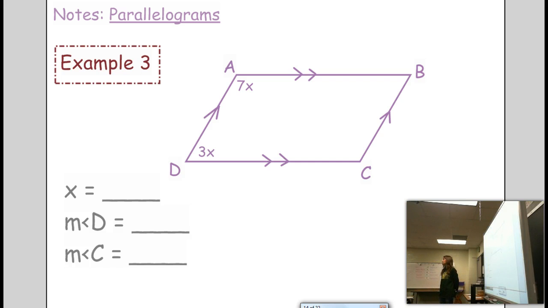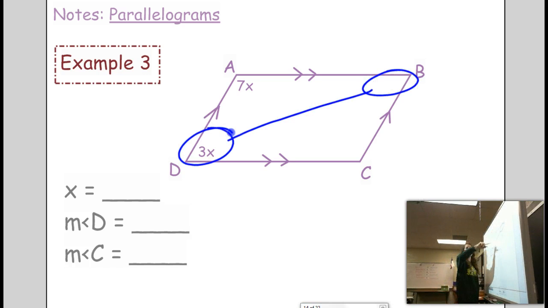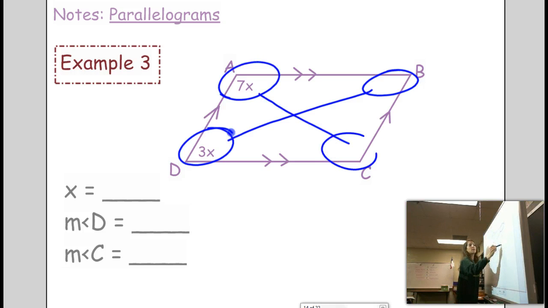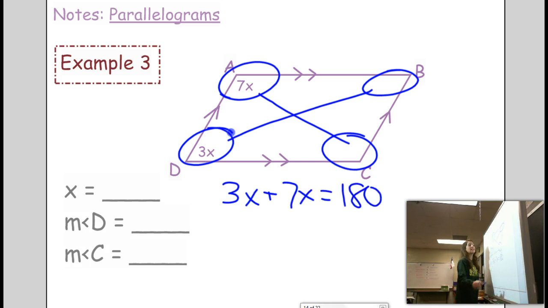Are those opposite angles or consecutive angles? They're consecutive angles. Same side angles. So they're supplementary. There's nothing to set it equal to. These for sure add to equal 180. They are consecutive. They are not opposite.